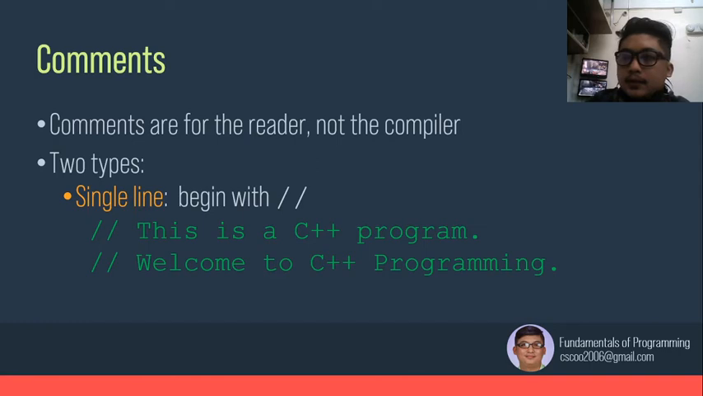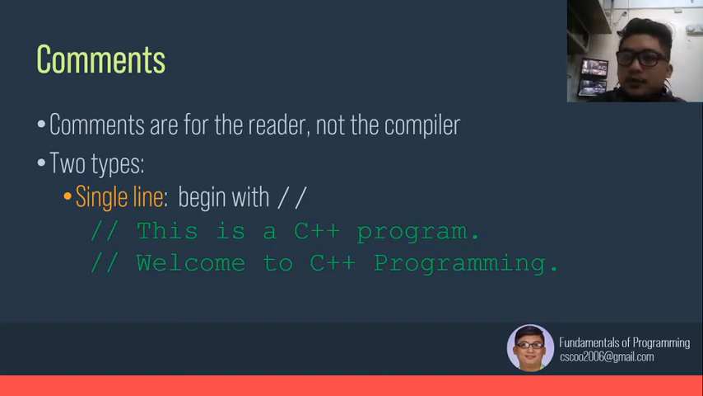Next is comments. Comments are for the reader, not the compiler. The purpose of comments is to provide documentation, as I said a while ago. It gives you an idea of the purpose of a line, so that when you save your program and open it later, you know what the lines you put in it are for. That's the purpose of comments.